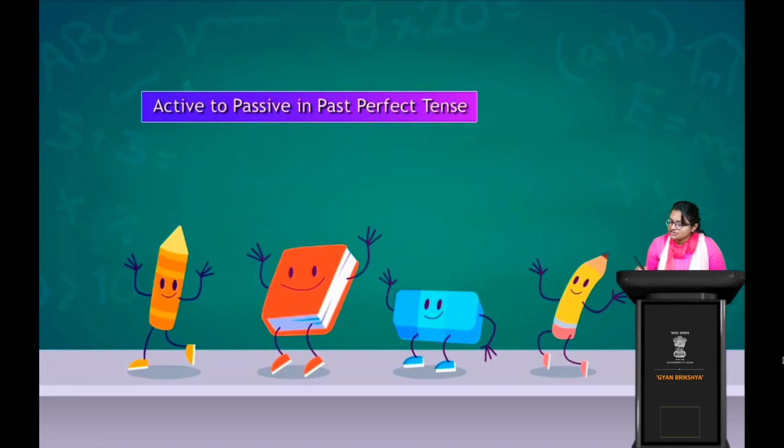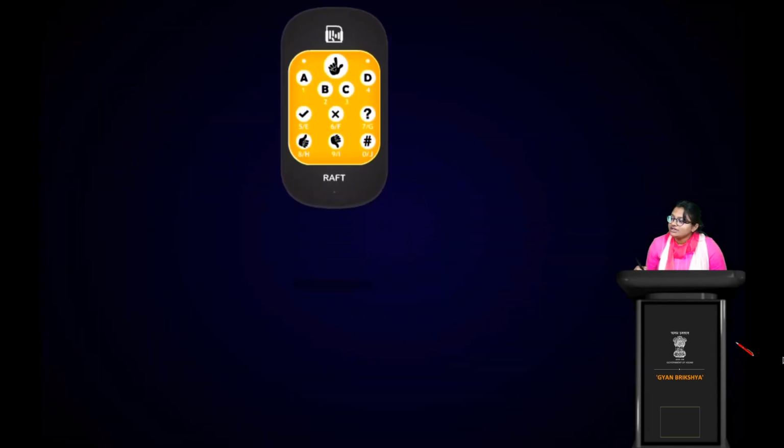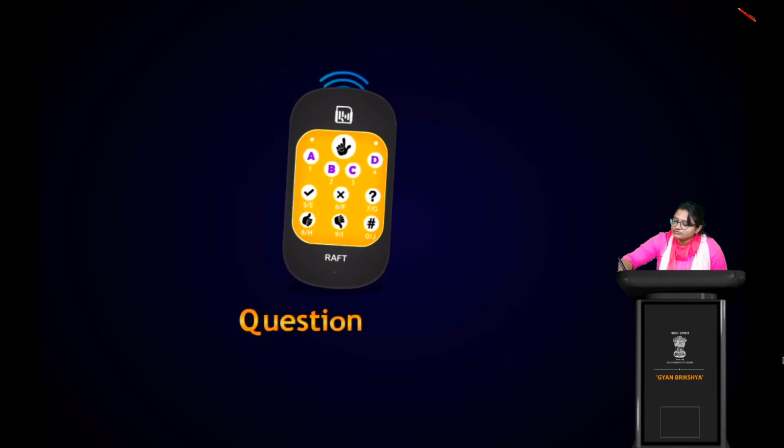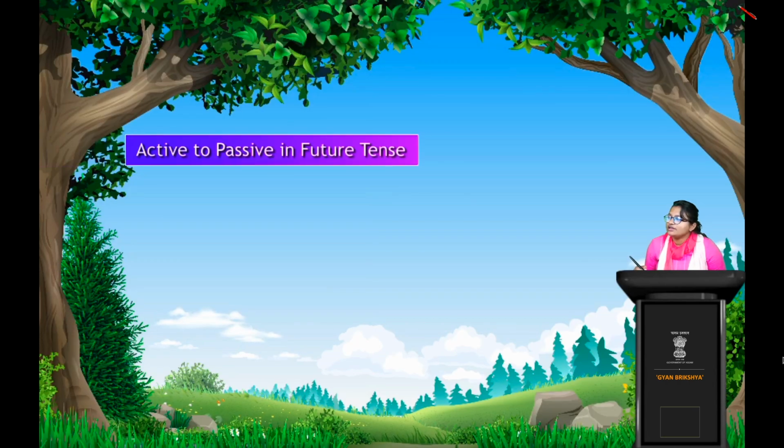Okay, then the change in tense from active to passive in the case of past perfect tense. How does it change? Let's look at the examples. How do we change from active to passive voice in the case of future tense, right?